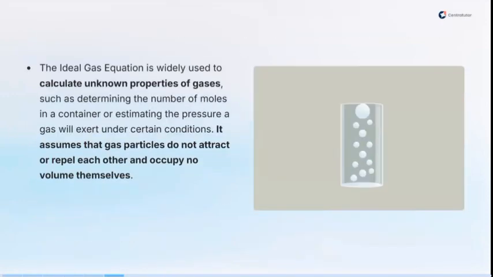So the ideal gas equation is widely used to calculate unknown properties of gases, such as determining the number of moles in a container or estimating the pressure a gas will exert under certain conditions. It assumes that gas particles do not attract or repel. So remember, the kinetic molecular theory stated that ideal gases don't have any form of attraction or repulsion. That assumption from the kinetic molecular theory was what was used in the generation of the ideal gas law.